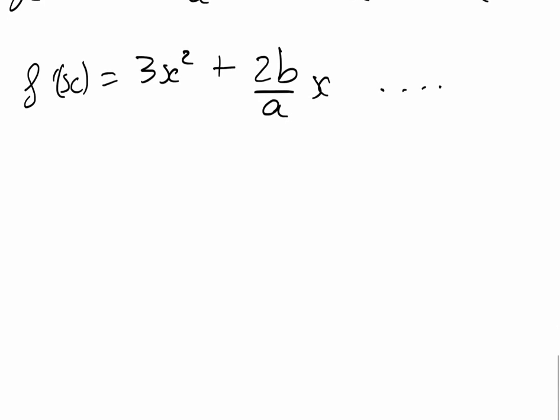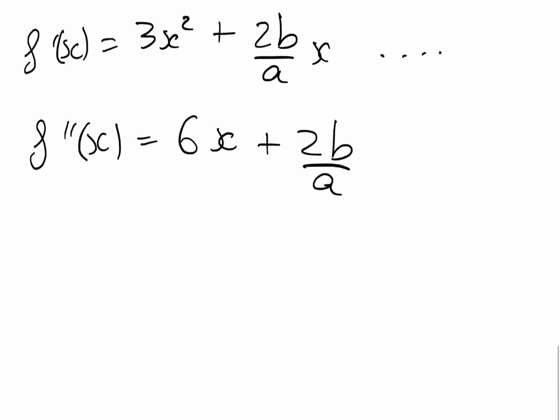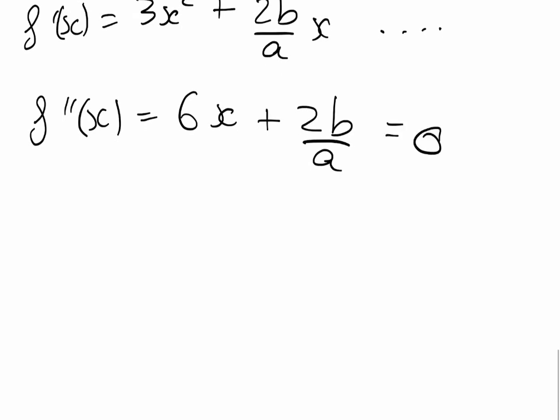Then we have f double dash of x, or the x-coordinate of the inflection point when f double dash of x is equal to 0, will be equal to 6x plus 2b over a. Now, obviously, we want that to be equal to 0 because we want to find the inflection point. So we say that 6x is equal to minus 2b over a, and then x is equal to minus 2b over 6a.